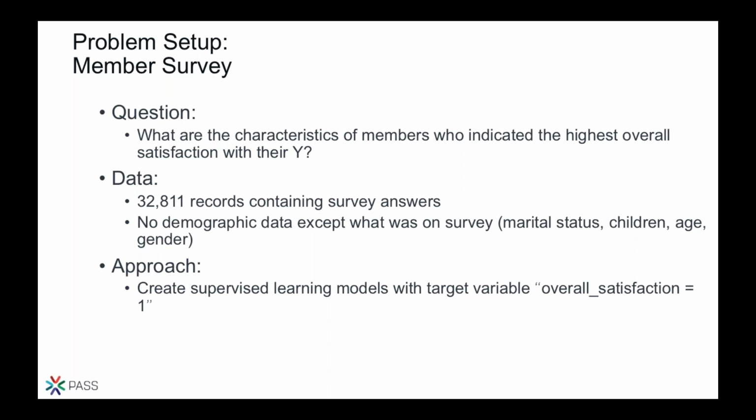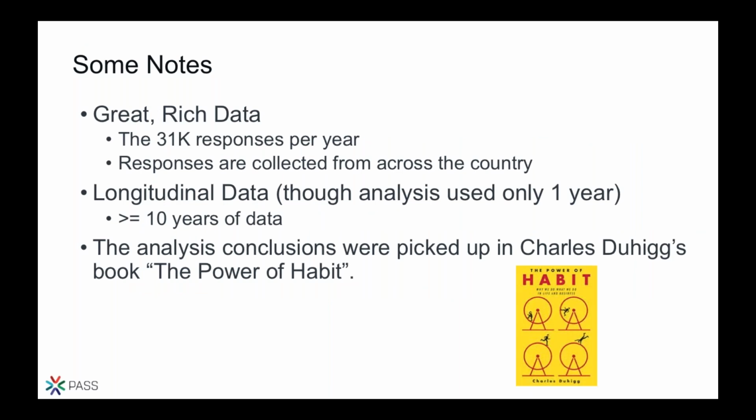The surveys were coded numerically 1, 2, 3, 4, or 1, 2, 3, 4, 5, where 1 was the top box check mark, which is highest satisfaction. 5 was the lowest. Some of the questions were on a scale of 1 to 4, some were on the scale of 1 to 5. Again, 31,000 responses from across the country.